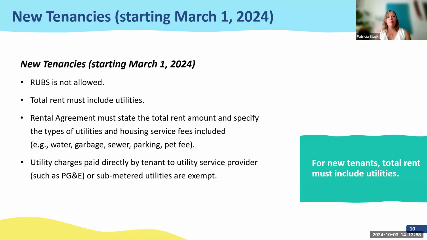Okay, so a little bit more detail. Again, for new tenancies, RUBS is not allowed. The total rent must include utilities. The rental agreement must state the total rent amount and specify the types of utilities and housing services that are included. And the utility charges paid directly by the tenant to a utility service provider or submetered utilities are exempt.